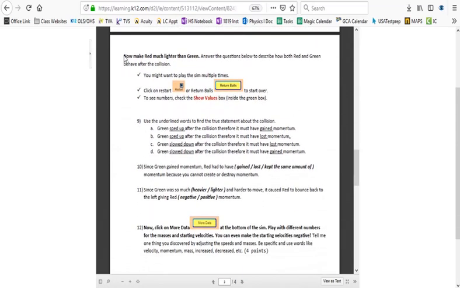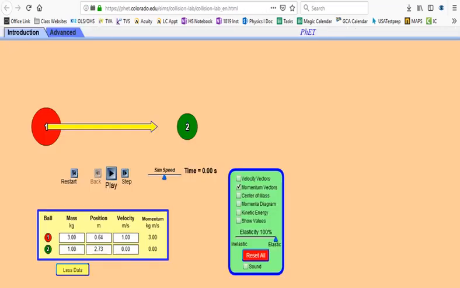Case 3 of Part 1. Now make red much lighter than green. Again, we have 3 questions and an essay. Let's go ahead and make red 1.0, just trying to keep some numbers easy. And let's put green up at 4.0 kilograms.